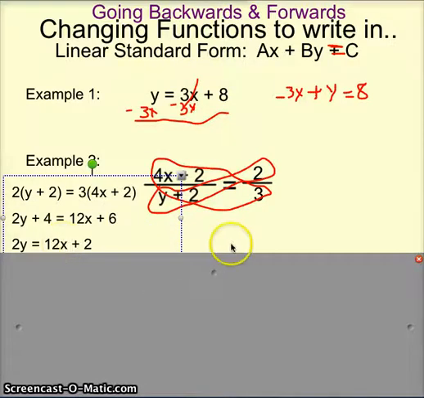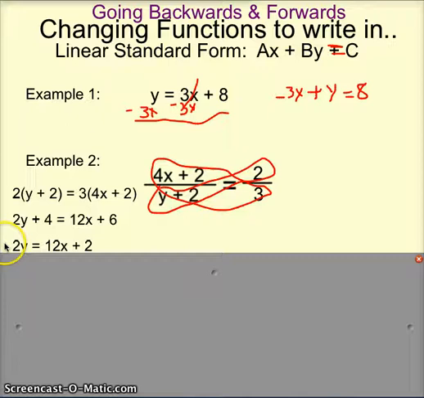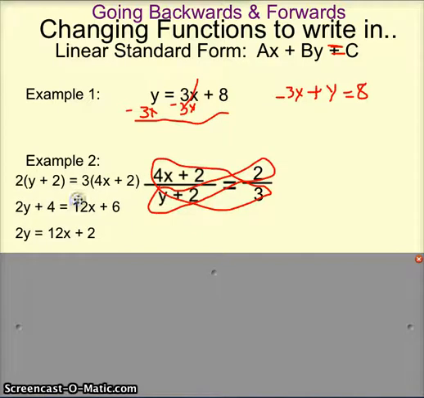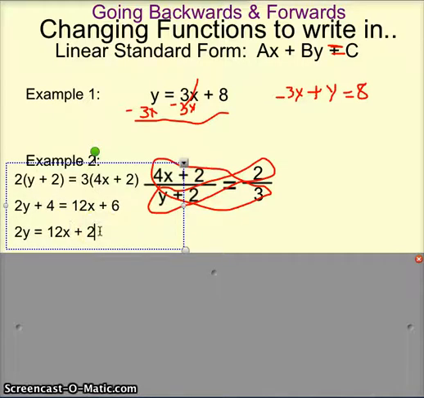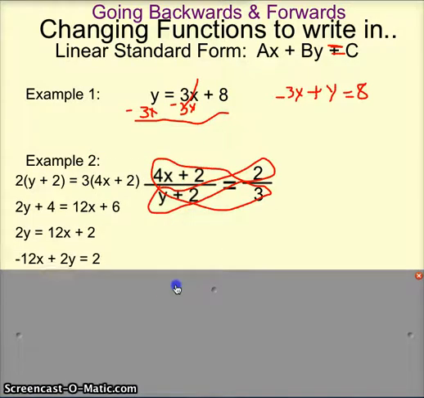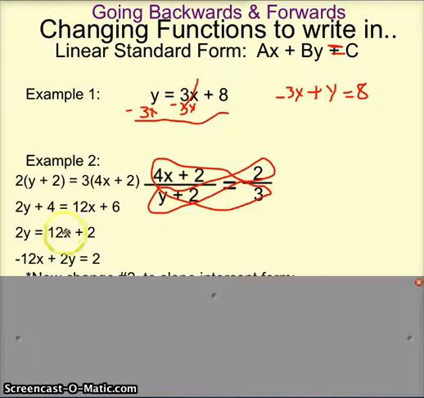And now I can do the same thing I did last time, where I'll bring my x to the other side so that I'll have ax plus by equals c by subtracting 12x on both sides. And if I do that, I end up with negative 12x plus 2y equals 2. Okay, that's because I subtracted 12x to bring it to the other side. So now I have my ax plus by equals c.